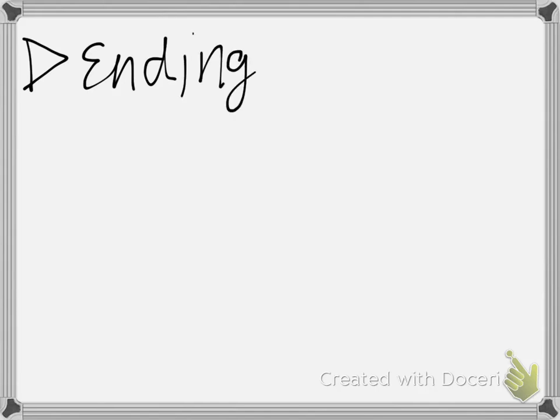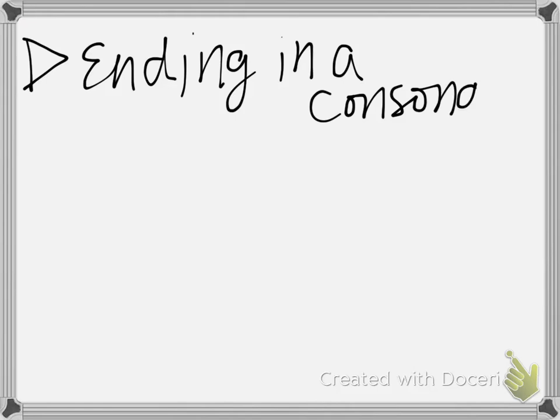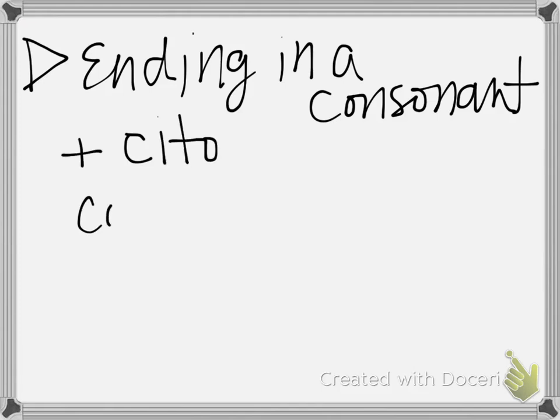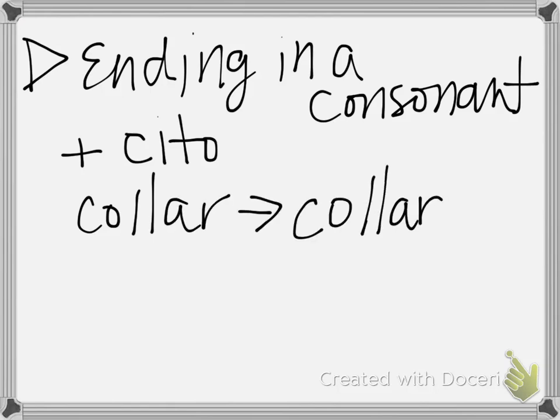The next part of the rule goes for words that end in a consonant. This one's actually pretty easy. Anywhere that ends in a consonant, you add your variation of cito. Your example is collar, also a new vocab word, so necklace. To refer to a little necklace, collarcito, because it's a masculine singular noun.